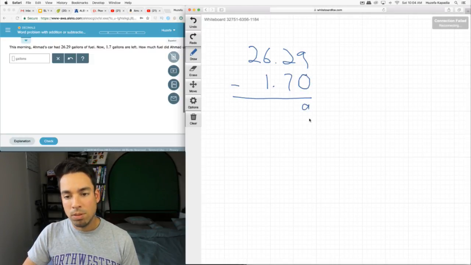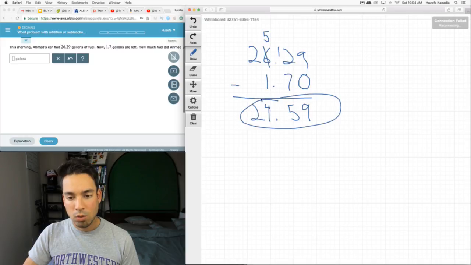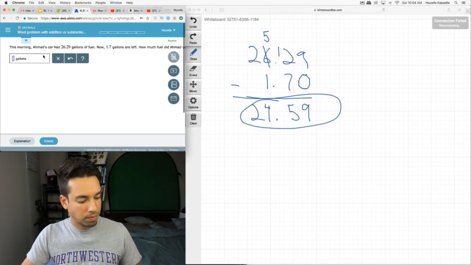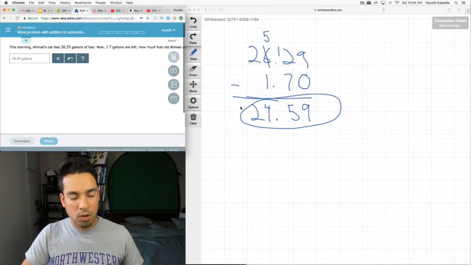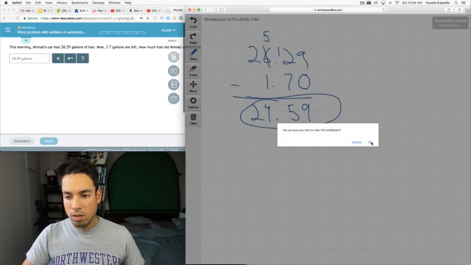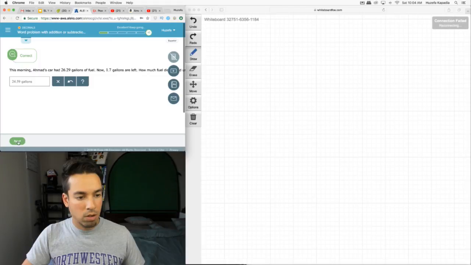9 minus 0 is simply 9. We can't do 2 minus 7, so we're going to borrow 1 from the 6. Now we got 12 minus 7 is 5. Don't forget the dot. The dots must be lined up. Then 5 minus 1 is 4, and 2 minus nothing is 2, and we got 24.59. All right, cool. Let's clear the board. Let's keep going.